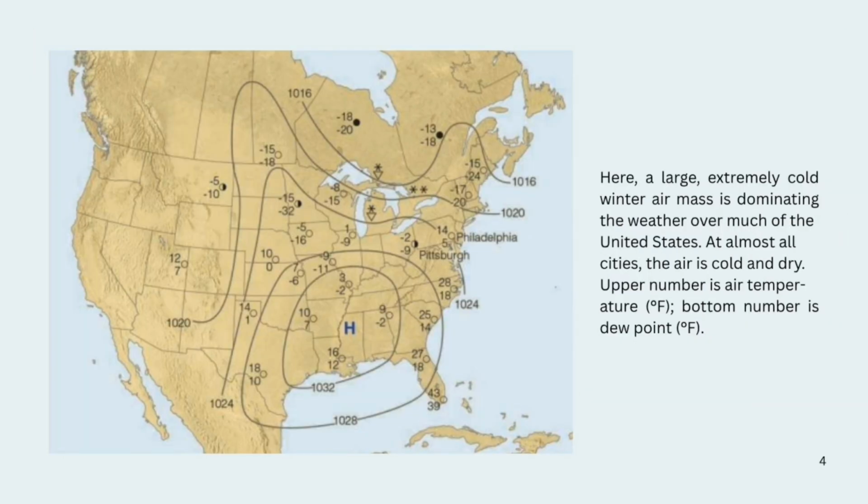This figure shows a large winter air mass associated with a high pressure area that covers over half of the United States. Although the surface air temperature and dew point vary somewhat, everywhere the air is cold and dry, with the exception of the zone of snow showers on the eastern shores of the Great Lakes.